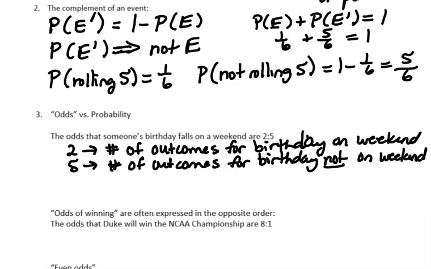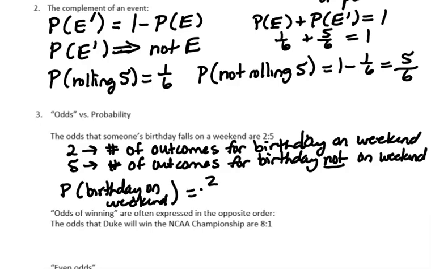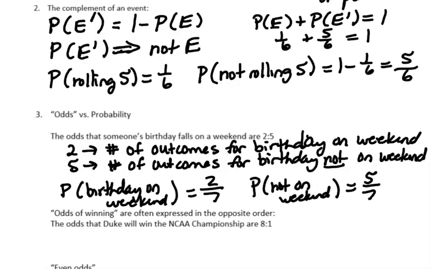So if we say probability of birthday on the weekend, that would actually be 2 out of 7. So we have to add those two together to get the total outcomes. 2 and 5 would be the total number of outcomes. And probability of not on the weekend equals 5 out of 7. So that's how odds work. The odds that someone's birthday falls on the weekend are 2 to 5.